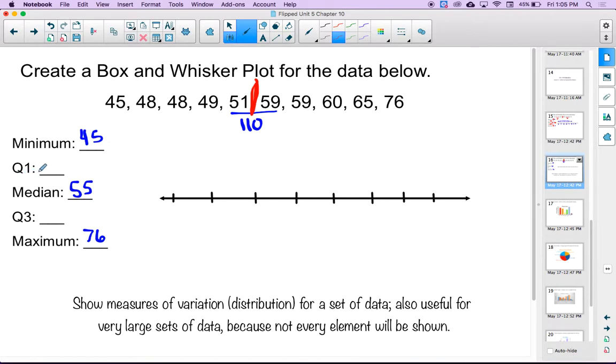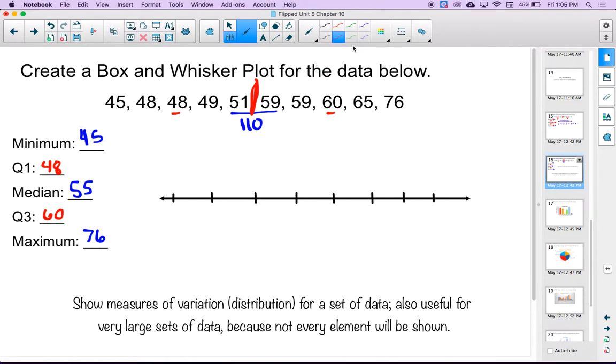Okay, quartile 1, the median of the lower half, is that number right here, 48. And quartile 3 is the median of the upper half. That is 60. So nothing got crossed off if there are two middle numbers. Remember that. All right, so now I go ahead and plot it.